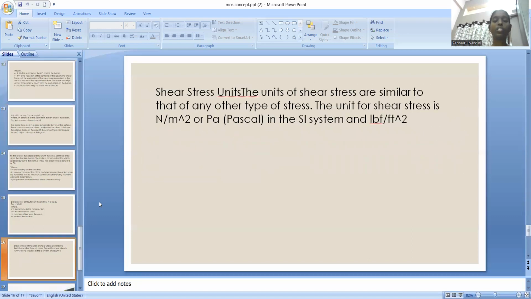Shear stress units. The units of shear stress are similar to any type of stress. The unit of shear stress is N by m power 2, or pascals in the SI units system, and lbf by ft power 2.